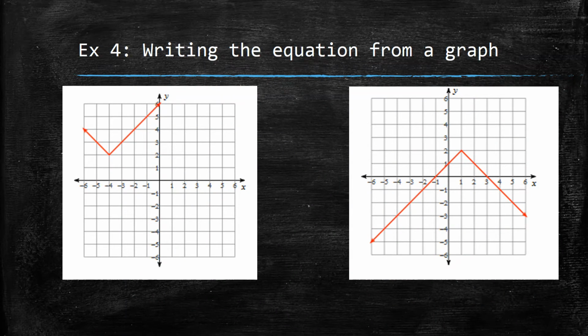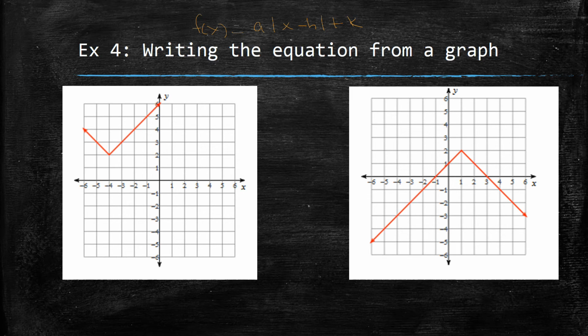The other thing you need to know how to do is to write the equation from the graph. Now, I'm not going to give you anything complicated like in the previous example. If I give you a graph and I want you to write the equation, I want you to write it in f of x is equal to a times the absolute value of x minus h, plus k.